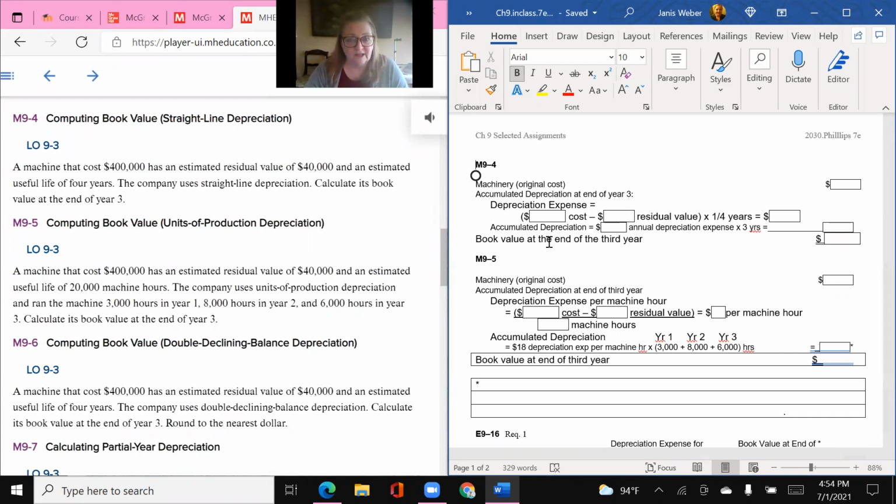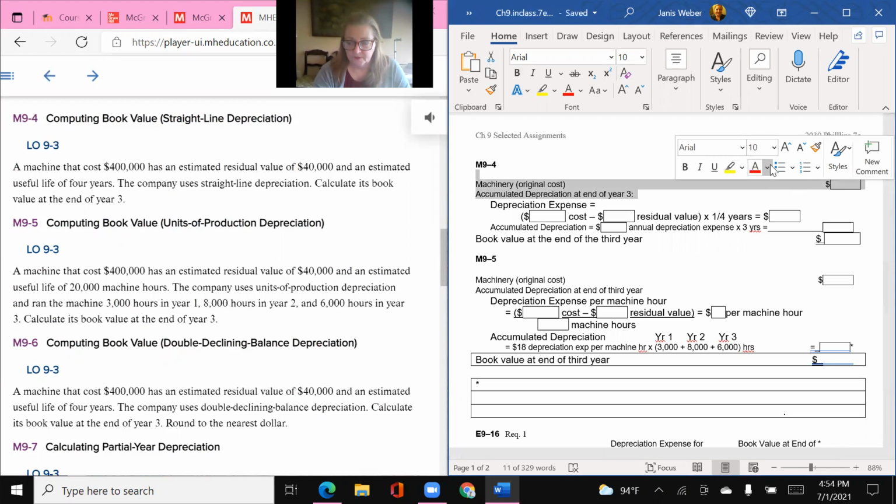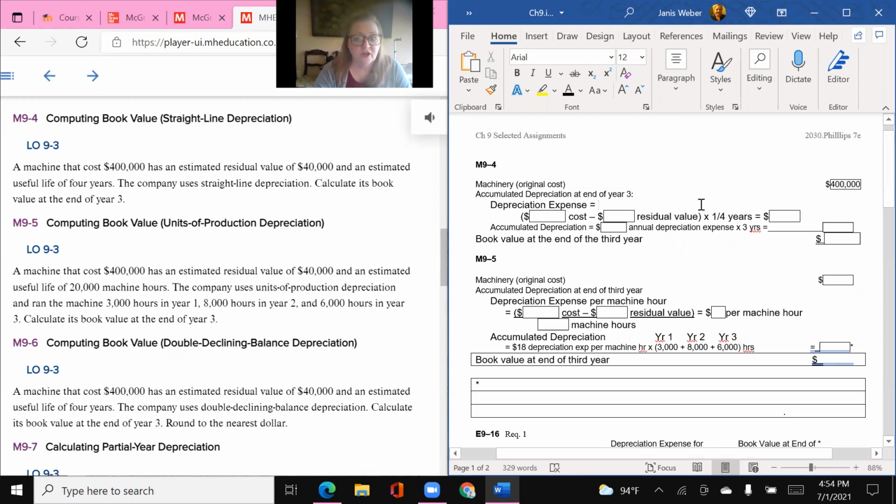So with straight line, that's not a big problem because it's the same depreciation every year. So once you get it calculated, you just multiply by 3 to see what the accumulated depreciation would be. So we're just going to take it step by step. We have the original cost, $400,000 cost with a $40,000 salvage means $360,000 depreciable.